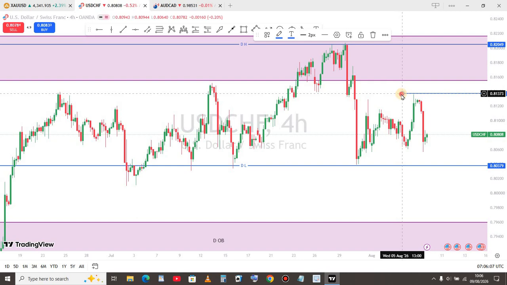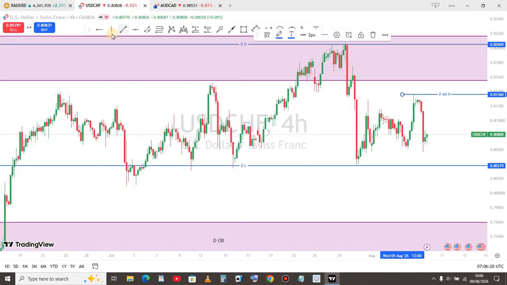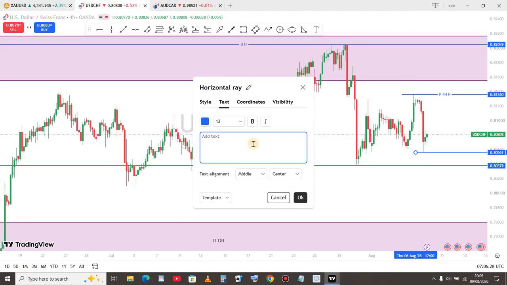This is our 4-hour high, our previous 4-hour high, and we also have a previous 4-hour low. So we also mark a previous 4-hour low. So this is the lowest part of the 4-hour time frame. So this is our previous 4-hour low.